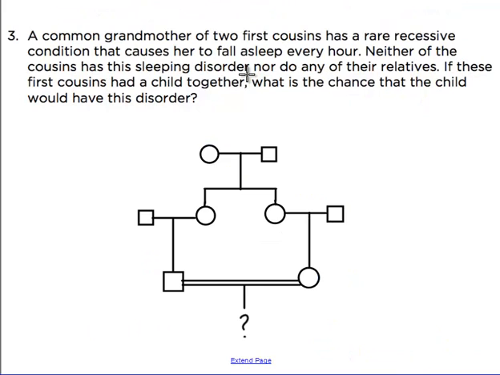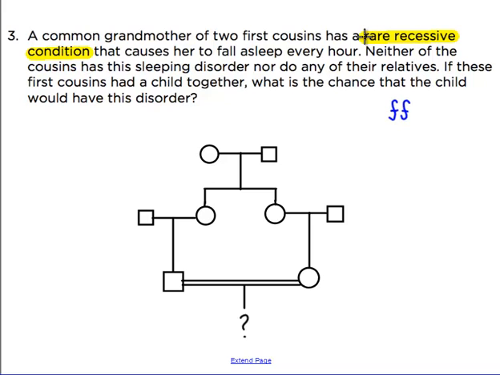A common grandmother of 2 first cousins has a rare recessive condition that causes her to fall asleep every hour. Neither of the cousins has the sleeping disorder, nor do any of their relatives. If these first cousins had a child together, what is the chance that the child would have this disorder? So let's take note that this is a rare recessive disorder. So we can define that as the allele. Let's call it F for falling asleep. So to have this disorder, you have to be little f, little f.